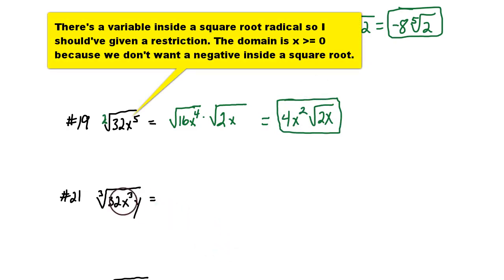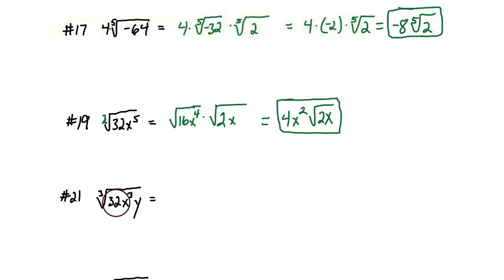Number 21, we want to do the cube root of the stuff that's in the radical. Is the cube root of 32 an integer, or is it a decimal? It's a decimal. So let's try to factor it and see if we can come up with a number that we can find the cube root of.